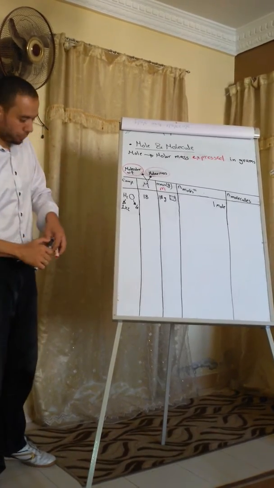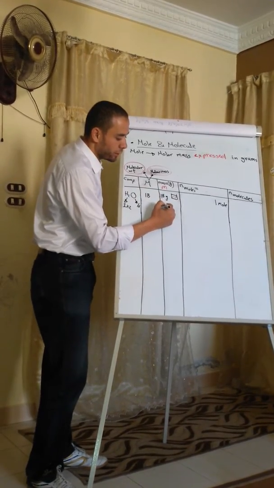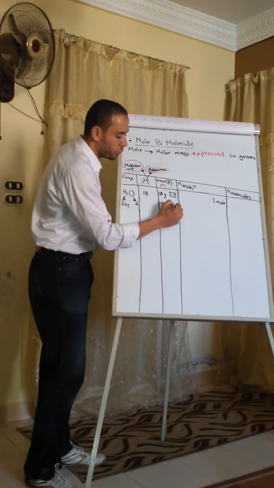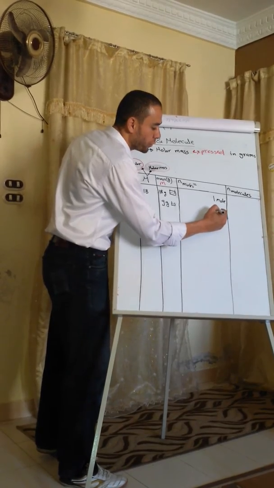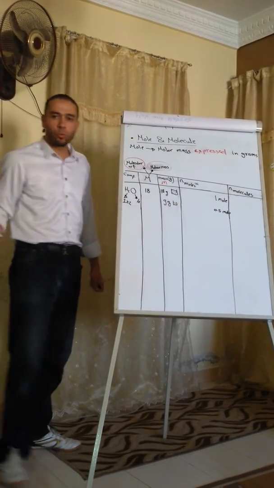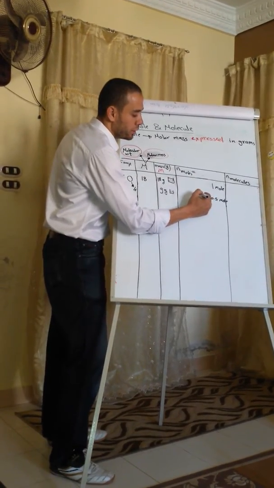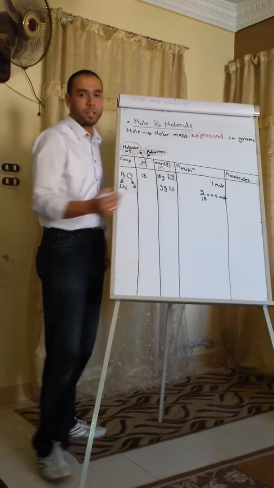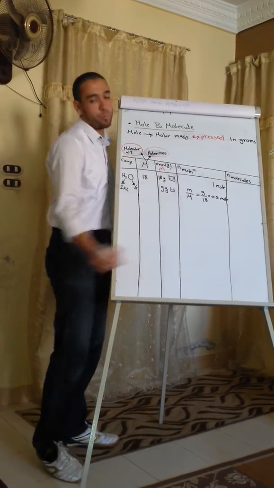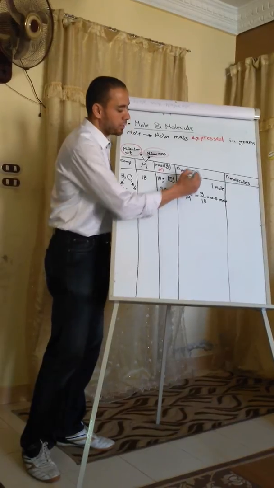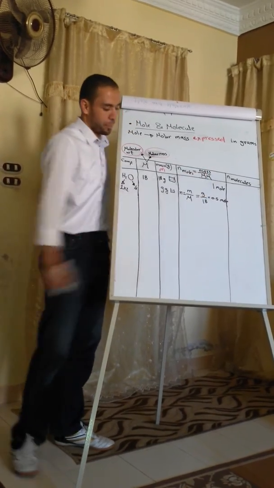Okay, if we get another mass for H2O, for example, 9 grams of H2O, how many moles do we have? Yes, we have only 0.5 mole. How do we calculate this? By dividing 9 over 18. So what's 9 and what's 18? 9 is the mass and 18 is the molar mass. So number of moles equals mass over molar mass, or M.